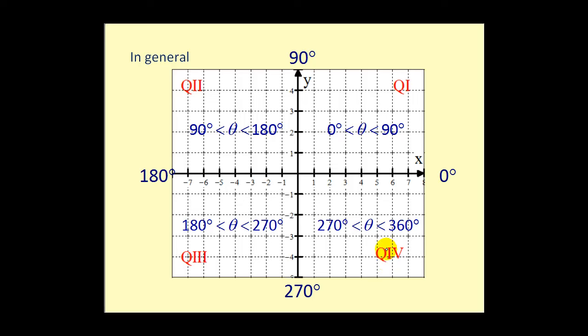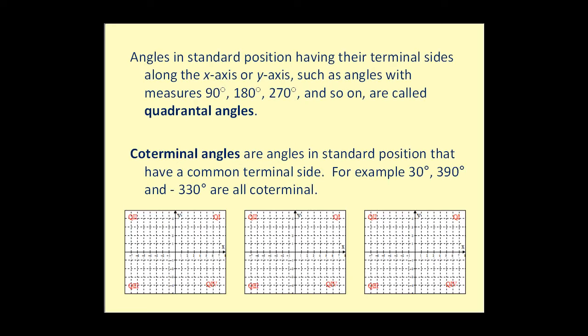Now if the terminal side of an angle happens to lie on one of the axes, it's called a quadrantal angle. So angles like 90, 180, 270, and so on would be quadrantal angles.